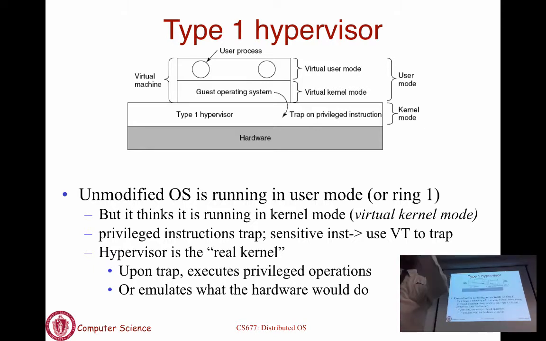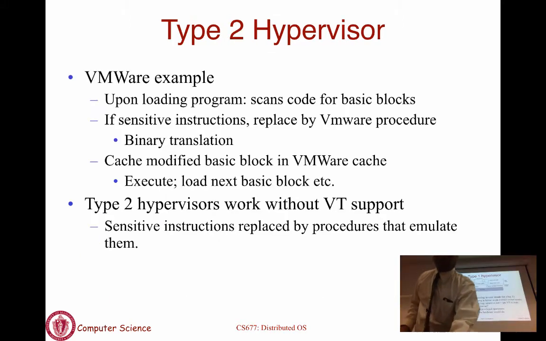Otherwise, we're actually scanning code just before the OS is executing and doing this on the fly. So the binary translation could potentially be skipped if you can do it for all of them. Okay, so any question here? No. Okay. So that's type 2 hypervisors.